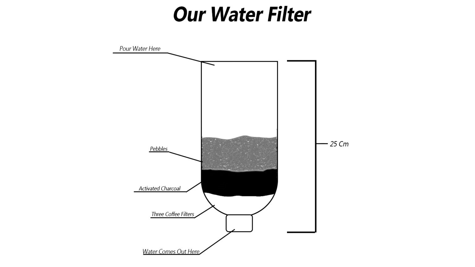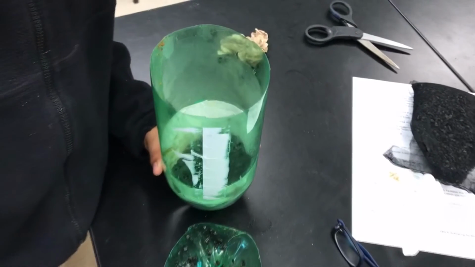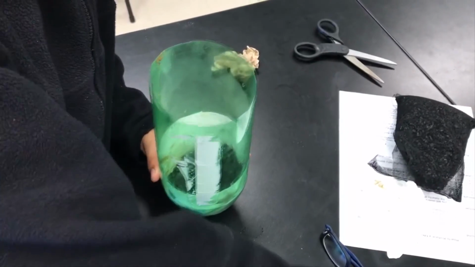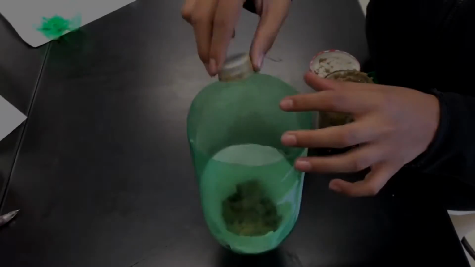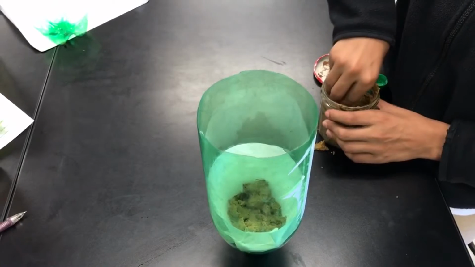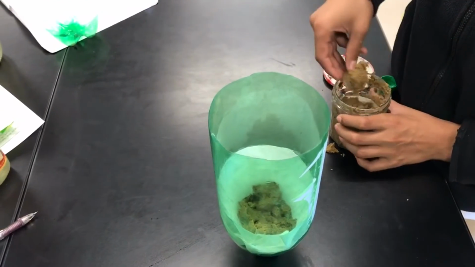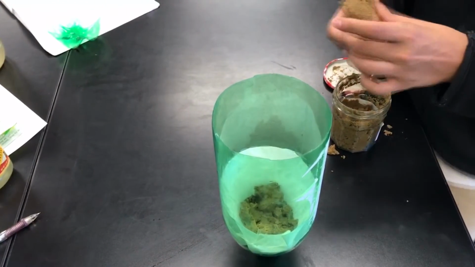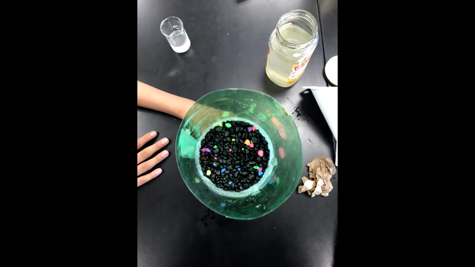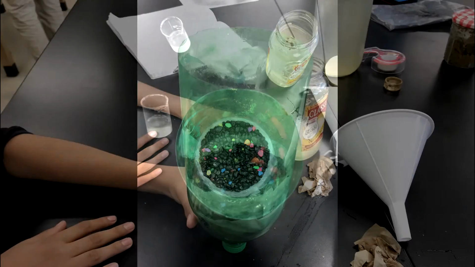The water filter is built of a 1 liter soda bottle, 3 coffee filters, 60.8 grams of activated charcoal, and 316.1 grams of pebbles. We constructed the filter by first emptying a 1 liter soda bottle and cutting the top open. Next, we put 3 coffee filters inside the bottom of the soda bottle. Then we poured 60.8 grams of activated charcoal over the coffee filters and poured the 316.6 grams of pebbles over the charcoal.